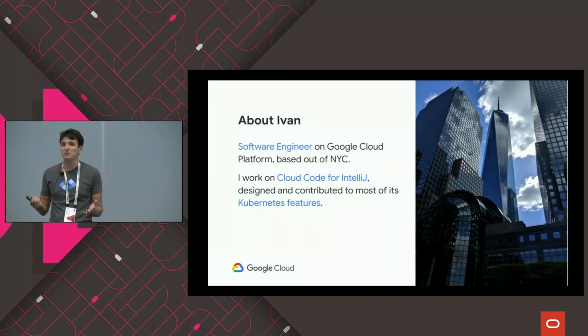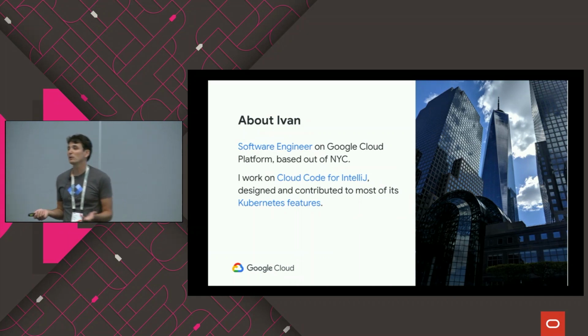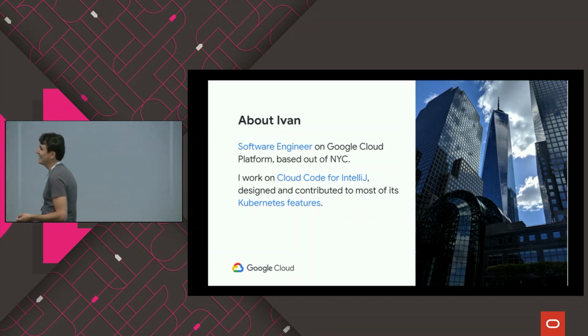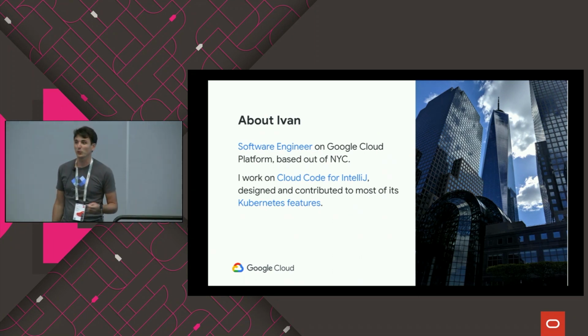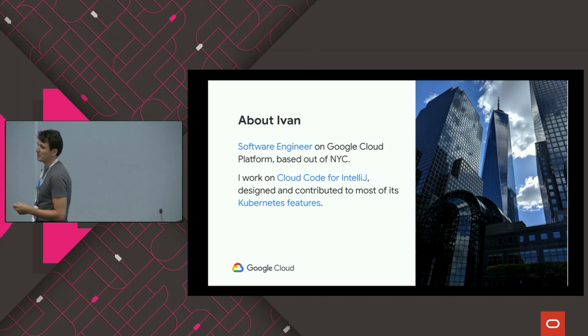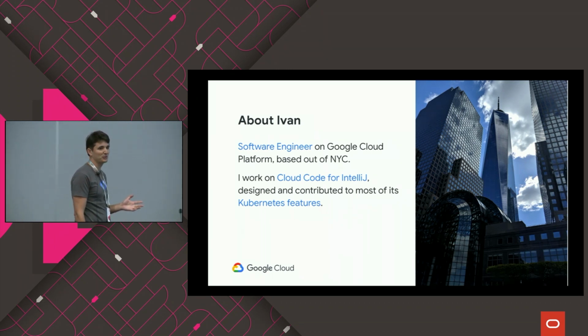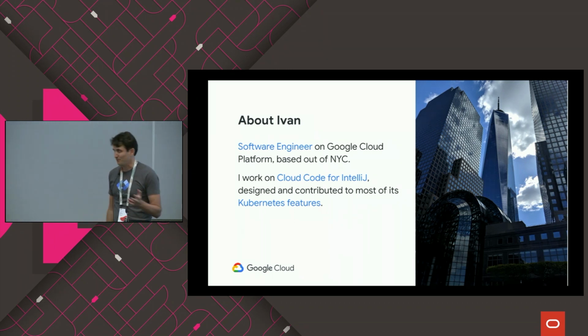So a little bit about me. My name is Ivan. I work for Google Cloud Platform, and I work on Cloud Code for IntelliJ, which is a plugin for IntelliJ, and we support VS Code as well, which aims to make development for Kubernetes and cloud native as easy as if you just were developing on your own local machine within your beloved IntelliJ.